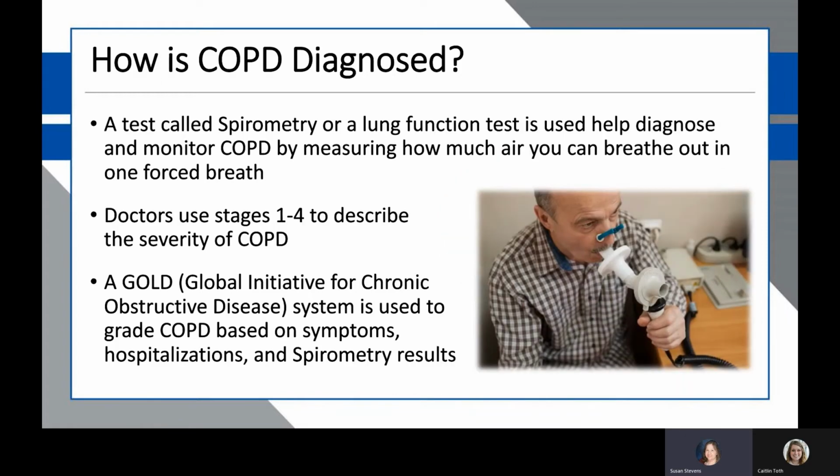Now, how is COPD diagnosed? A test called a spirometry or a lung function test is used to help diagnose and monitor COPD by measuring how much air you can breathe out in one forced breath. Now, doctors use stages 1 through 4 to describe the severity of COPD. And GOLD, known as the Global Initiative for Chronic Obstructive Lung Disease system, is used to grade COPD based on symptoms, hospitalizations, and spirometry results.